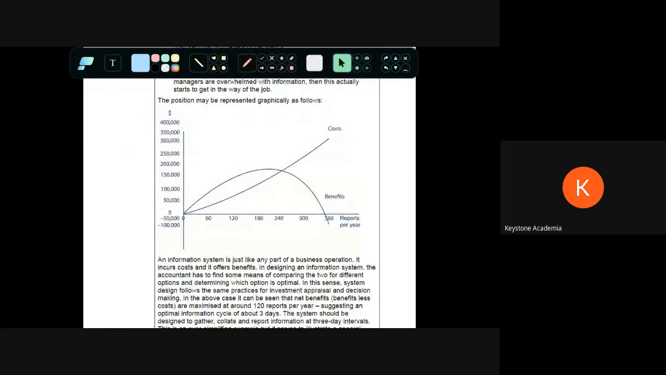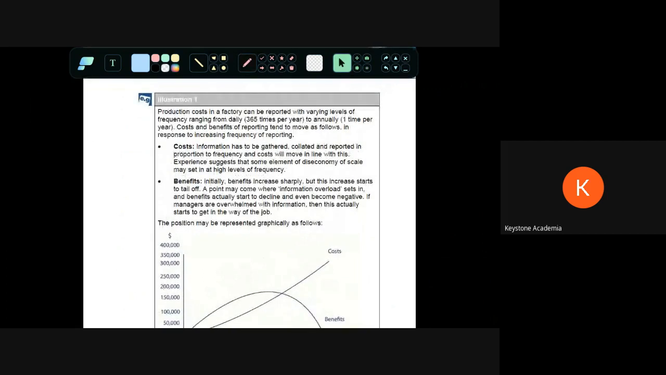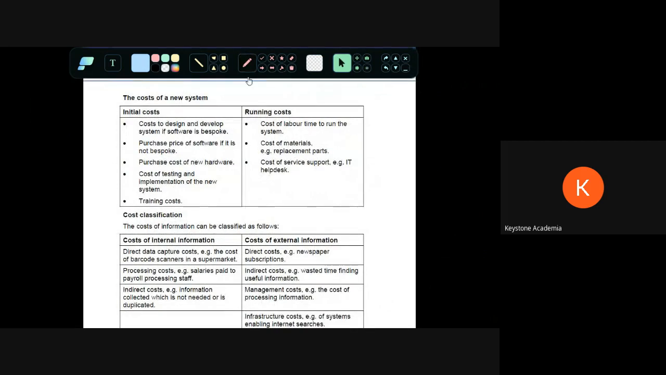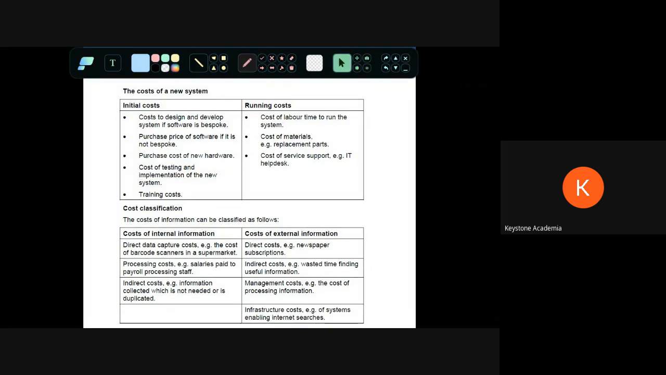So here you can go through this example illustration. It's pretty simple. If you are investing in a new system, the initial cost involved is the designing and developing of the system. If software, it is the purchase price of the software, purchase cost of new hardware, training cost, cost of testing. But running cost is also involved. That is, you should take into account your labor time, materials required, replacement parts, cost of service support. Okay.